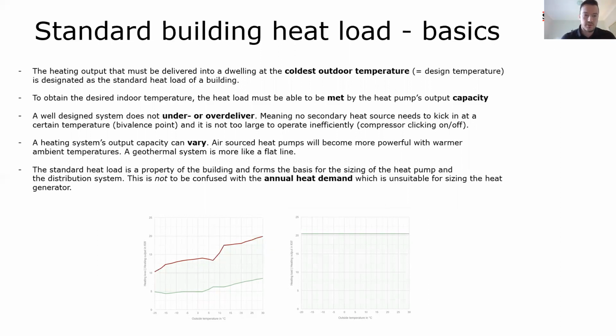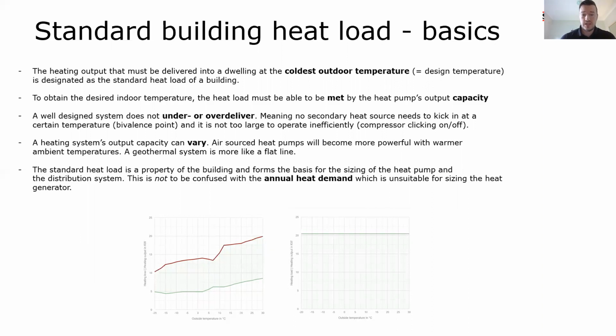That is relatively straightforward. Where it gets a little more interesting is that a well-designed system should not under or over-deliver too much. Under-delivering means we need a secondary heat source or an element to kick in at a certain temperature. That temperature we would call the bivalence point. We'll delve into that later as well.